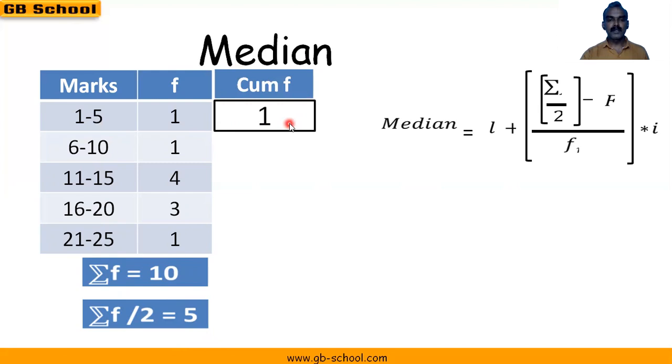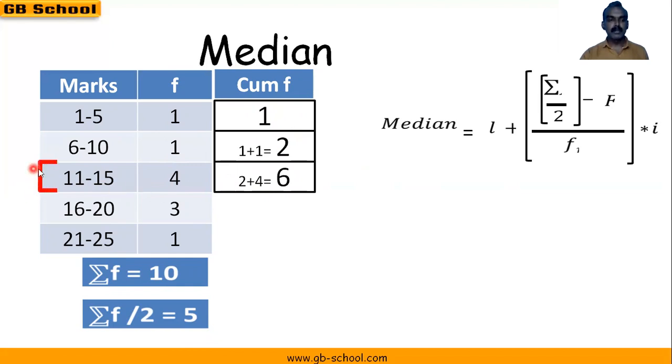The first one is 1. The second is 1 plus 1, it is 2. The meaning here is 1 person below 5, 2 persons below 10. So we have to identify the fifth person. Where is the fifth person? Now when we see this third one, that is 4 plus 2, it is 6. So 6 persons have already appeared here. The meaning is the fifth is also inside this only. So anywhere between 11 and 15, we are going to get the median.